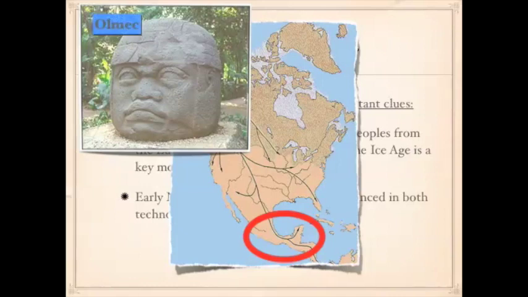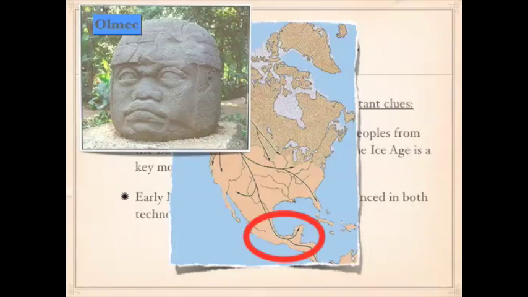So these Olmecs, which were known for these stone carvings of giant stone heads that they would make as part of their religious practice, developed huge trade networks and huge agricultural cities, where they would have thousands and thousands of people living. And some of these Olmec cities, which would have been right around the same time as the ancient Egyptians, had civilization as advanced, or even more so, than some of the civilizations that were in Europe and Africa and Asia.